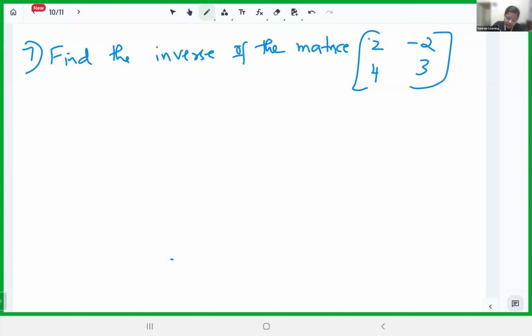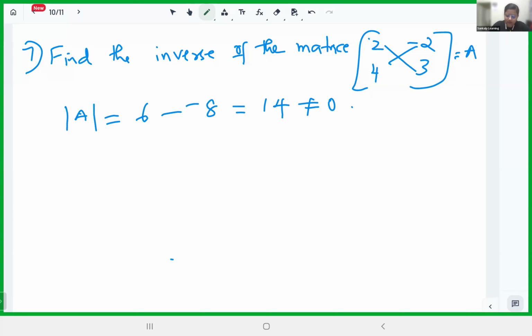So first you have to check the determinant, right? So let this matrix be A. Determinant of A is equal to, how will you find out? It is a 2 by 2 matrix, so cross multiply and then subtract. So 2 into 3 is 6, then minus 4 into minus 2. 4 into minus 2 is minus 8. So that is equal to 6 plus 8, which is 14. So what is the determinant of the given matrix? It is 14. That is not equal to 0. So we can conclude that the inverse definitely exists.